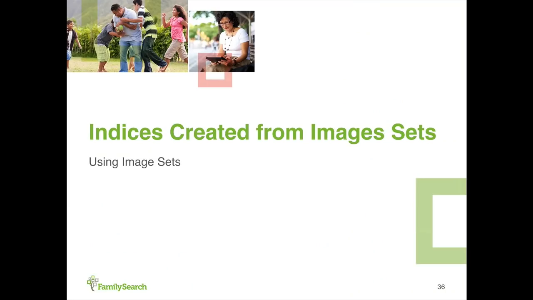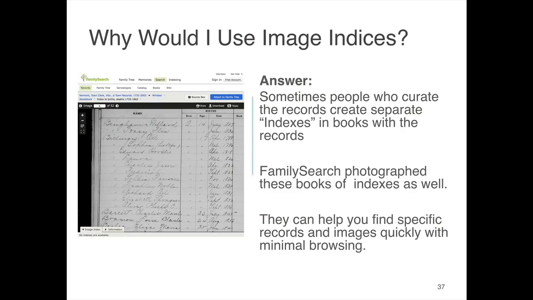Now, that was a case where the images were in the image set created by the person who made the images. Let's look at a different set where the indexes are created from the image sets after the fact. Someone found the records at some point in the past and built an index in a separate book. When we go into an archive and look for documents, sometimes we find a separate book that contains information about one of the sets of images in that archive.